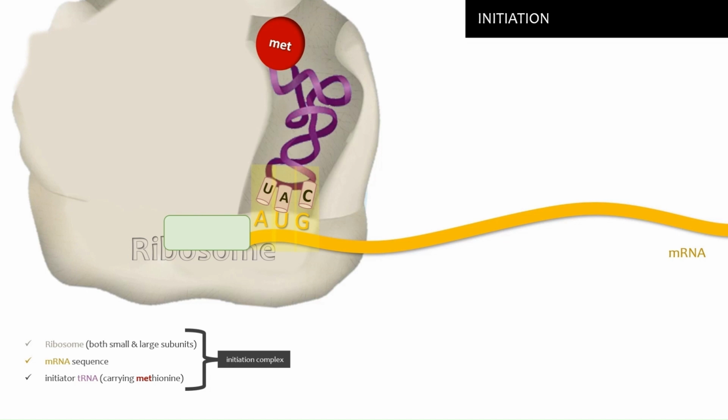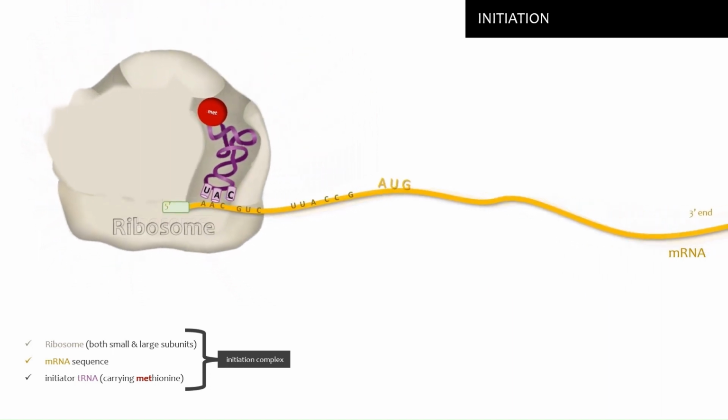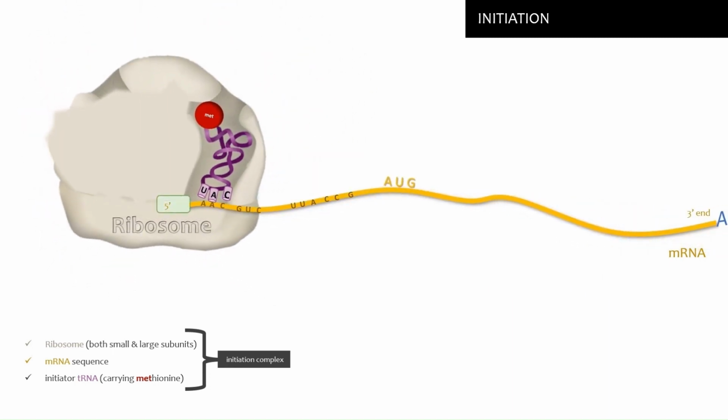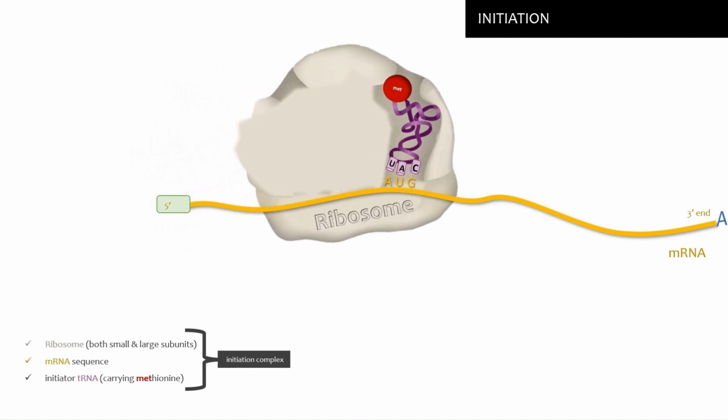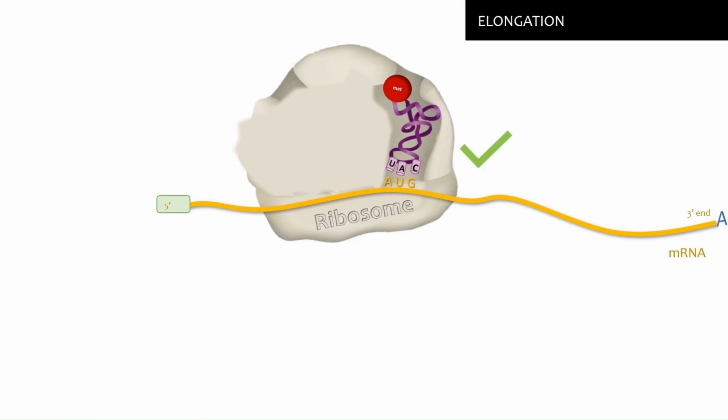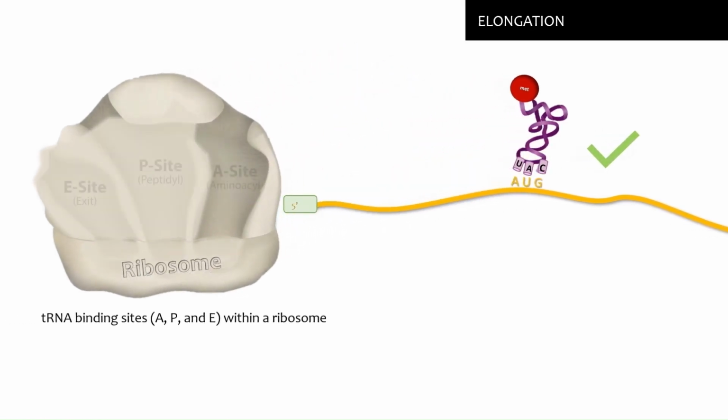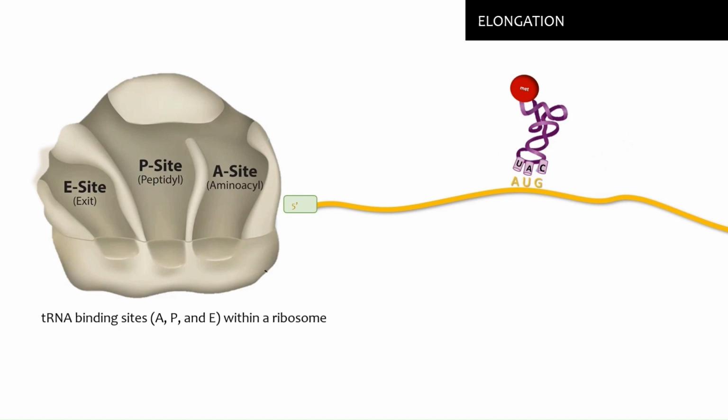Together, the ribosome binds to the 5' end of the mRNA by recognizing the 5' cap. Then it "walks" along the mRNA in the 3' direction, stopping when it reaches the start AUG codon. The tRNA's UAC anticodon then binds to the AUG start codon, and the second step of translation is ready to take place: elongation. Within the ribosomes are 3 tRNA binding sites, labeled A, P, and E.